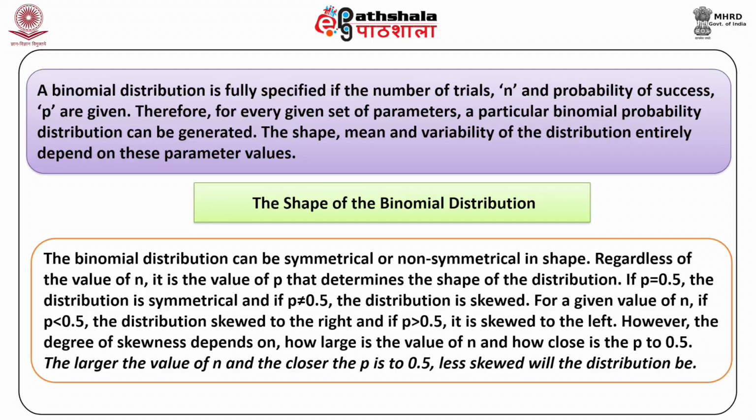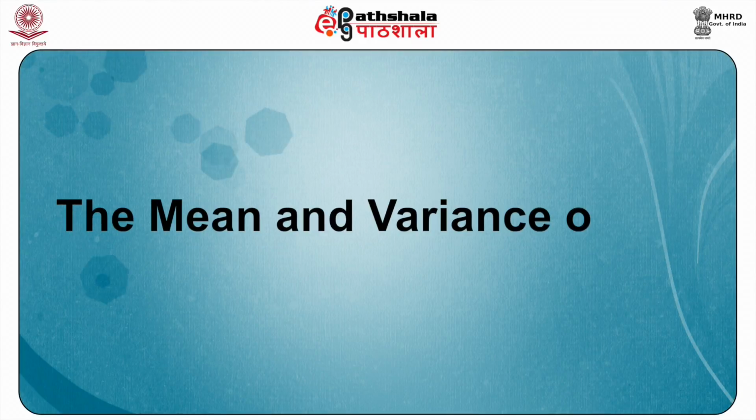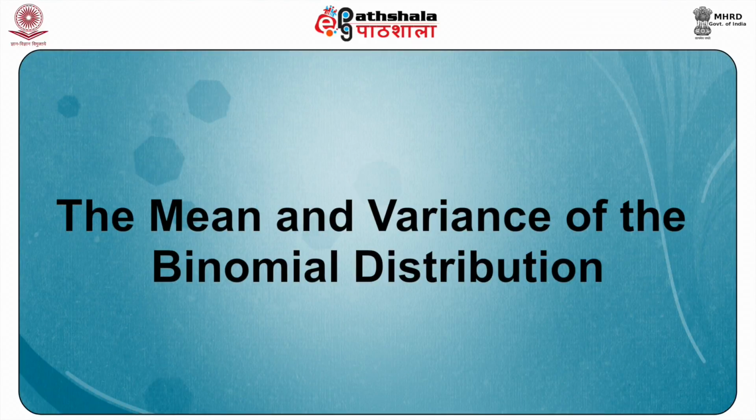However, the degree of skewness depends on how large the value of n is and how close p is to 0.5. The larger the value of n and the closer p is to 0.5, the less skewed the distribution will be, or we can say it will be more symmetrical. What are the mean and variance of the binomial distribution? Let us try to understand and find them out.